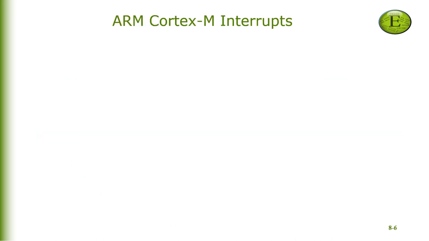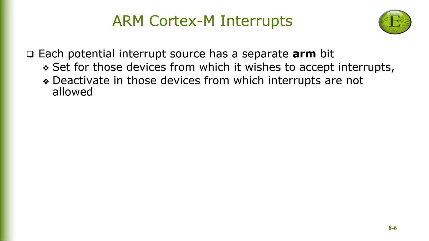in the upcoming slides. Let us now try to understand how a programmer can configure the ARM Cortex-M microcontroller board for interrupts. The first thing to note is that there is an ARM bit for each source which can possibly interrupt the microprocessor. So each potential interrupt source has a separate ARM bit, which can be set either to 1 or to 0. And if the ARM bit is set, then we are allowing the corresponding device to interrupt the microcontroller, or we are asking the microcontroller to accept interrupts from those devices for which we have set the ARM bit equal to 1. So that's what we mean by setting the ARM bit.